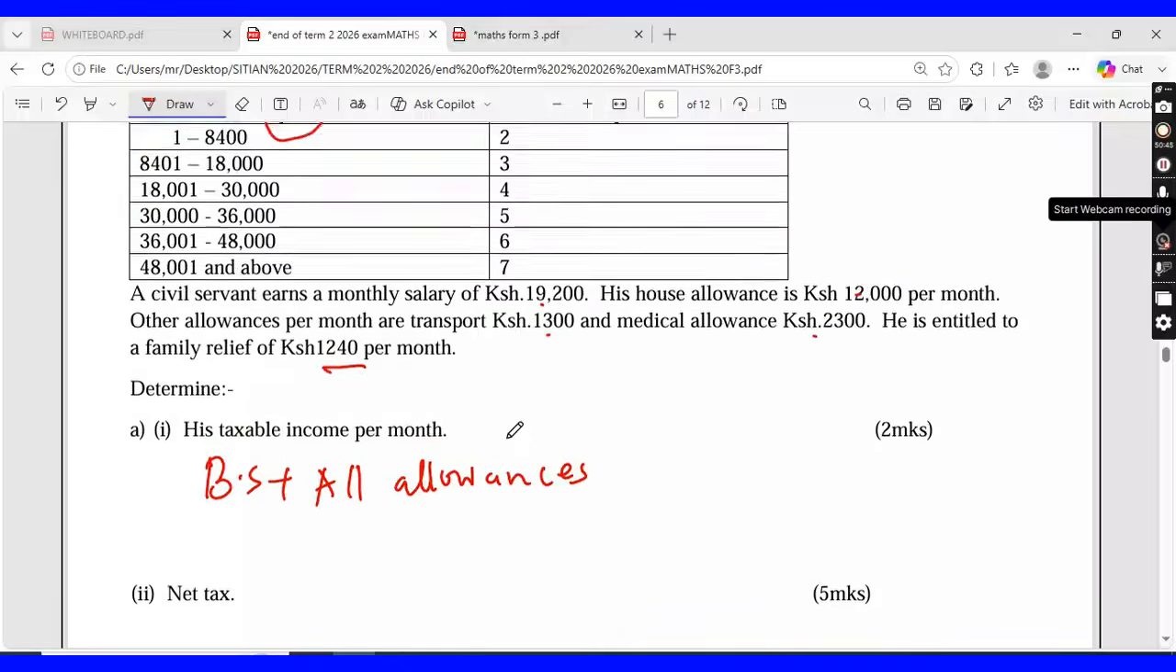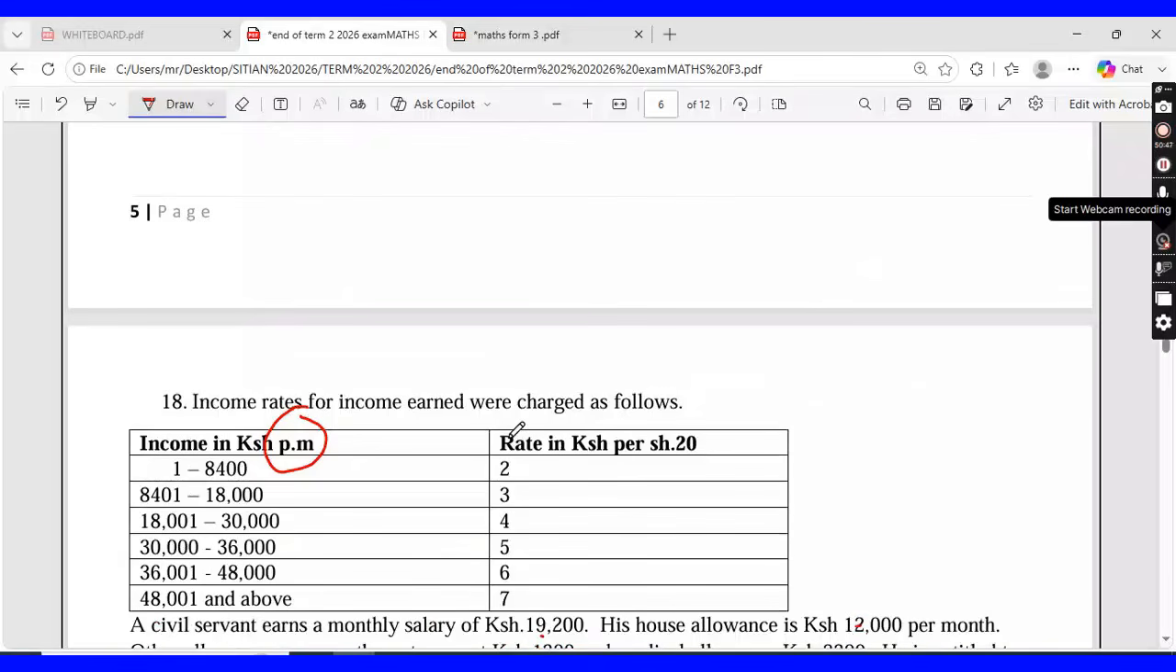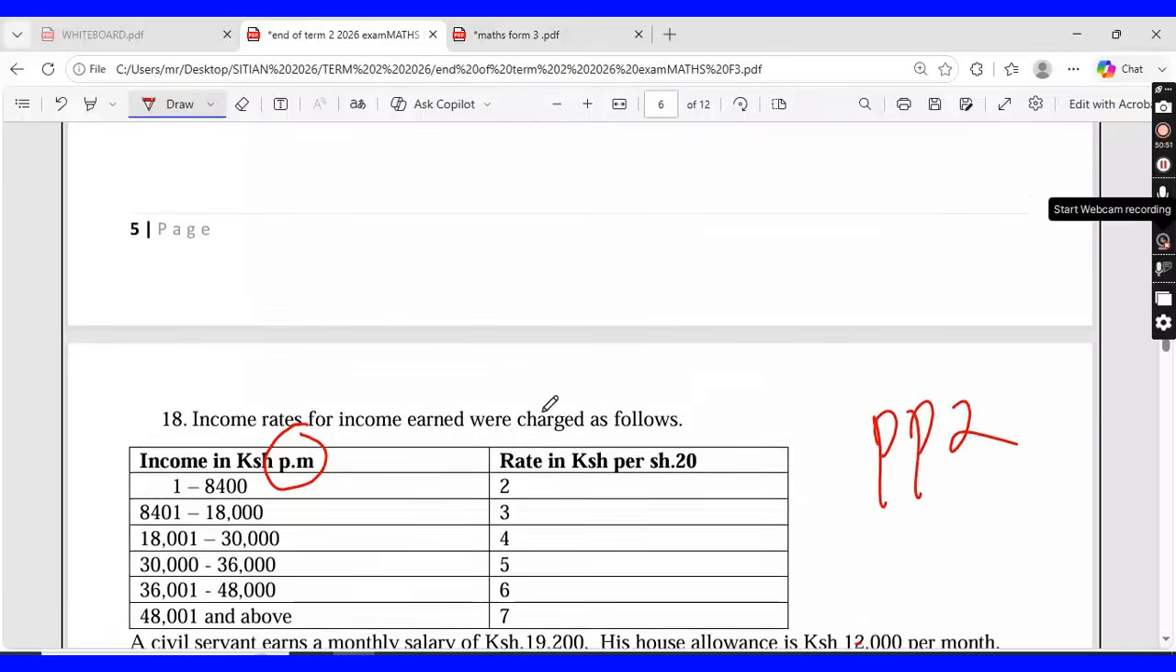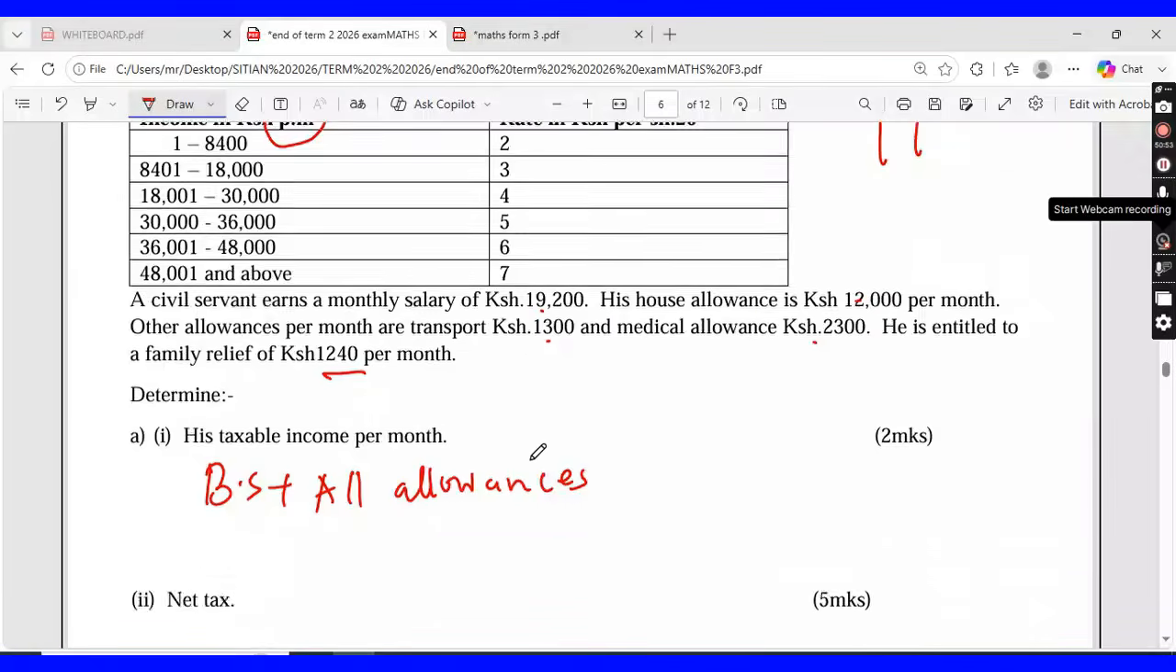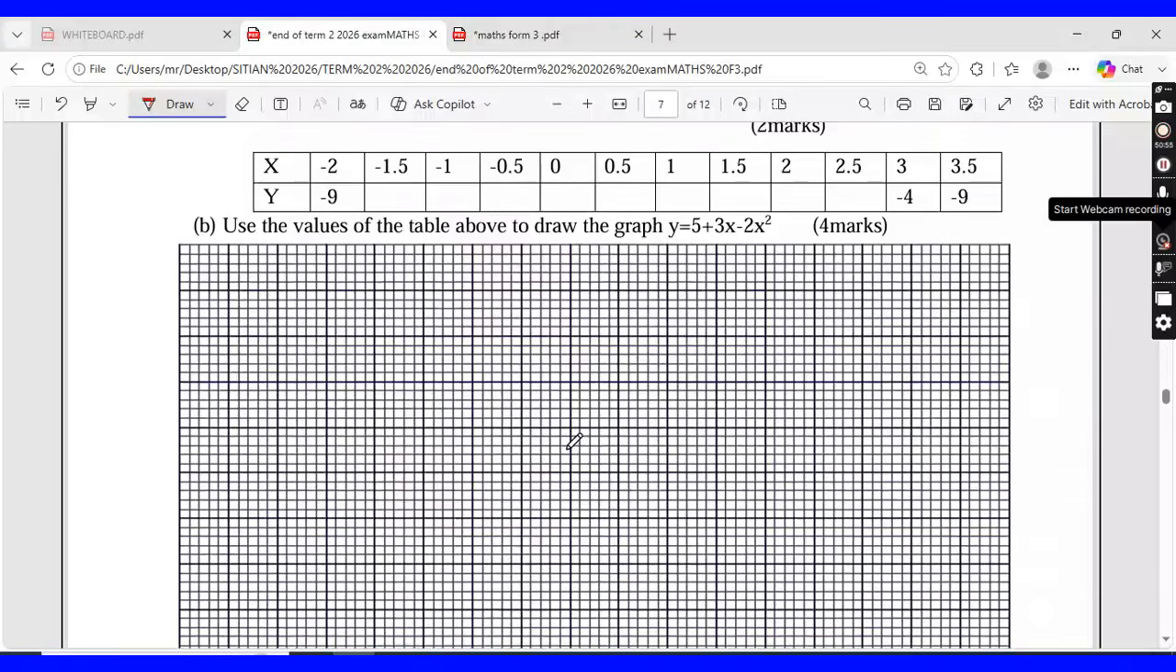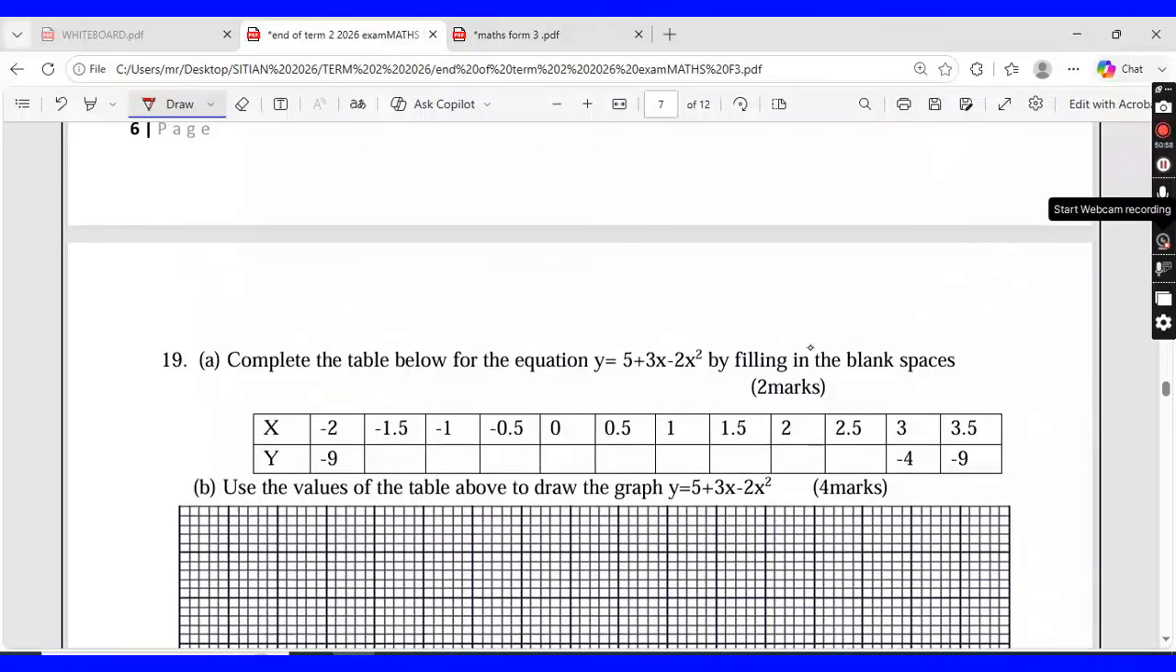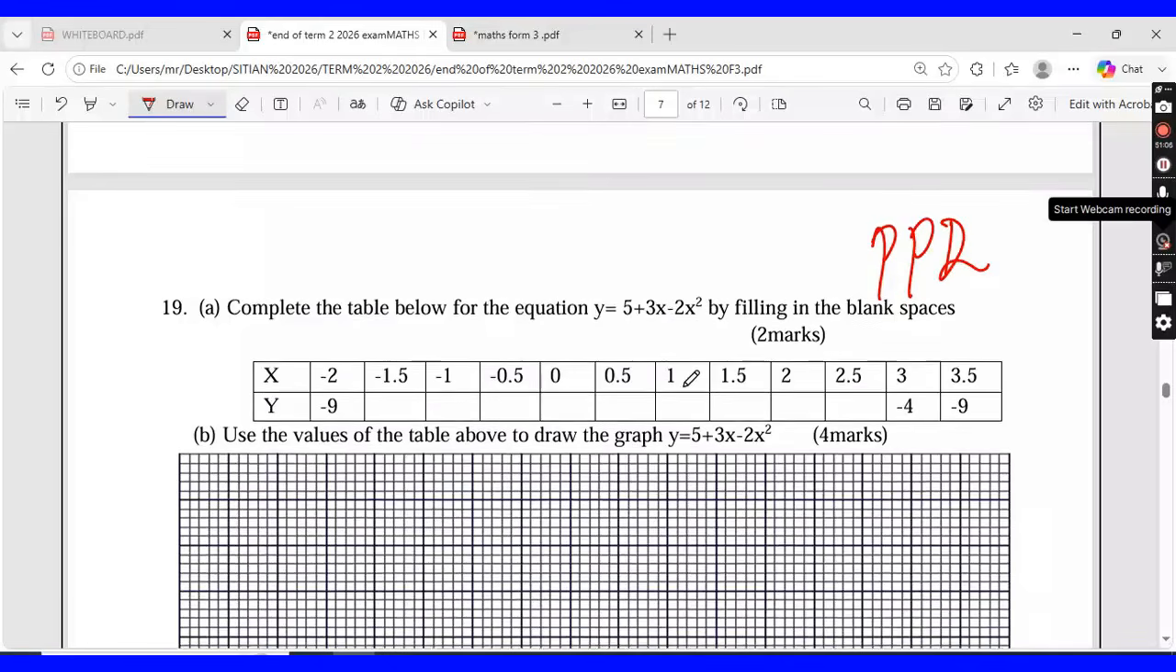So this one is paper 2, sorry. I think I said this one is paper 1. This one is paper, but can it be paper 1? This is for, yeah, mostly paper 2. This is paper 2.